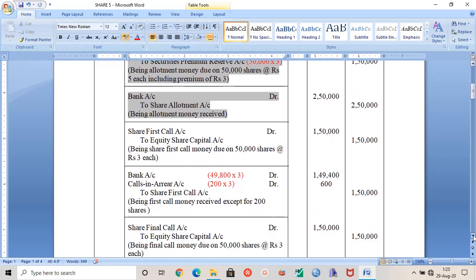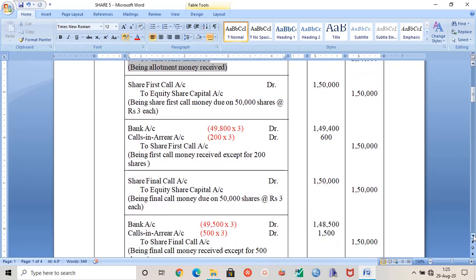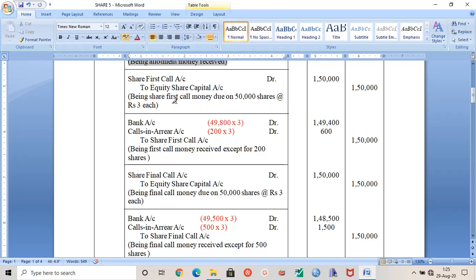And when we have to make this share first call, this transfer money, we have to pass this particular entry, share first call account debit to equity share capital account. Amount will be 1,50,000, okay? So here, what is happening is that when the amount was to be received on the first call, 200 shares failed to pay the share first call money, okay? So that's why 200 into 3 in call arrears, you can see here. So out of 1,50,000, they are only getting 1,49,400 because 600 is the call arrears, okay?